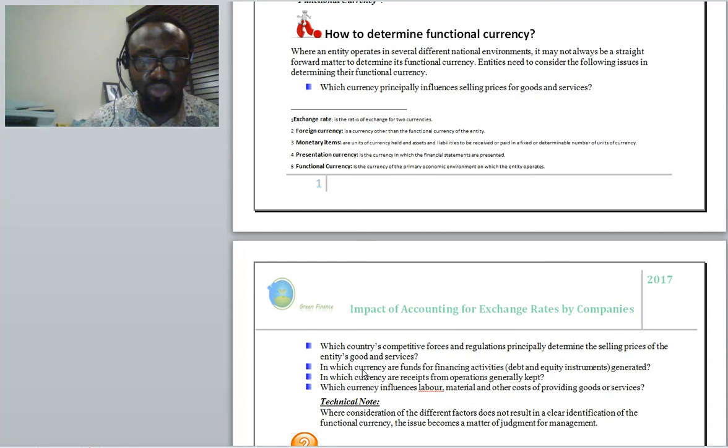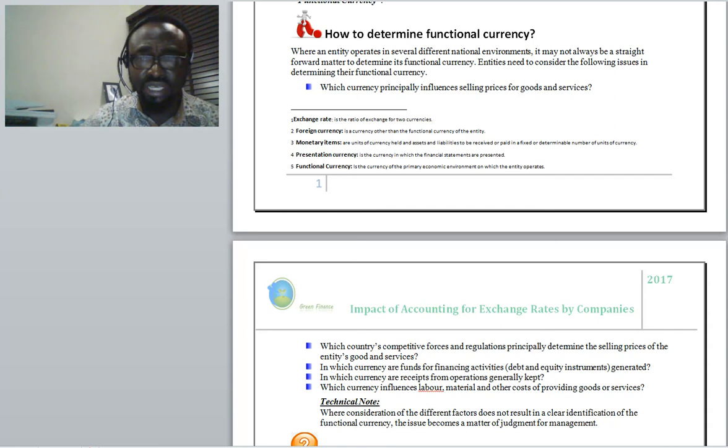The same thing happens when you go to the third factor. The third factor is trying to answer the question: in which currency are funds for financing activities generated or obtained? Which means you ask yourself a simple question: where do you obtain your finances? How do you generate your finances? How do you obtain your equity position?